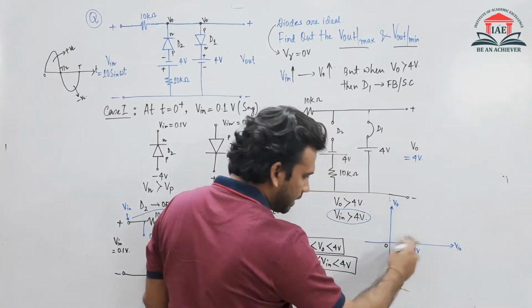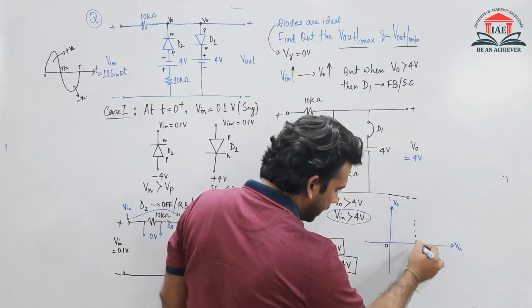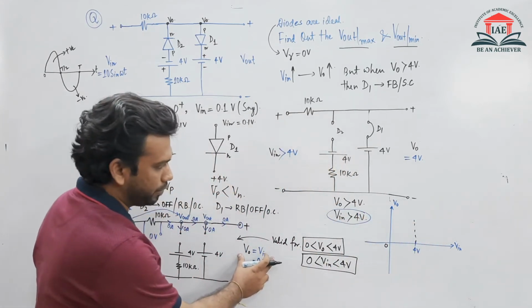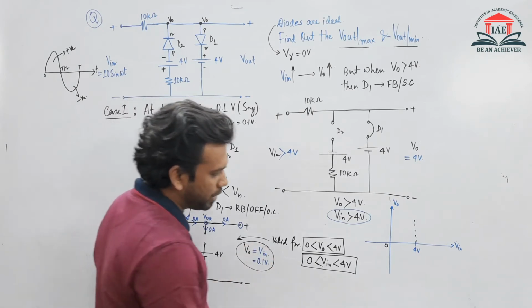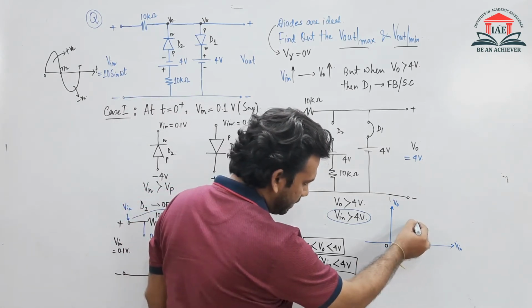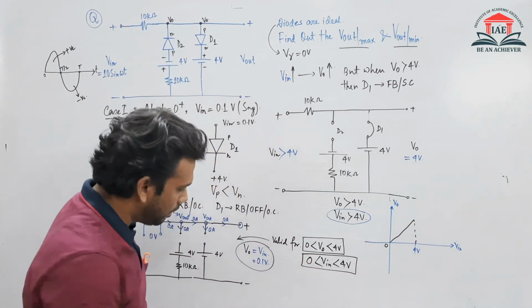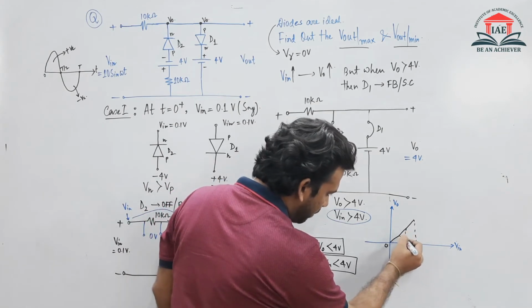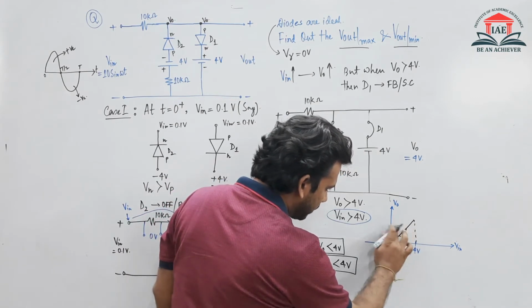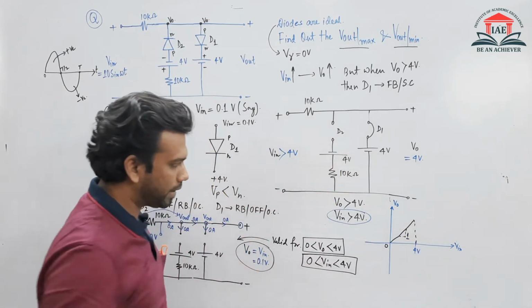and beyond 0 up to 4 volt, whatever the input is, the output voltage will be V input. So this is a straight line equation. So if it is a straight line equation, we can find that the transfer characteristics will look like this. What will be the slope of this equation? It will be 1 because the slope here is 1.